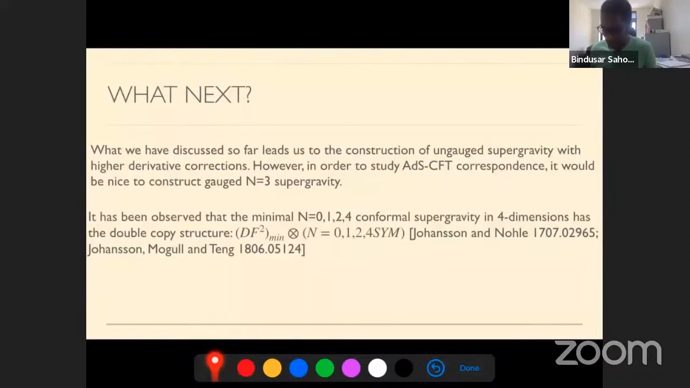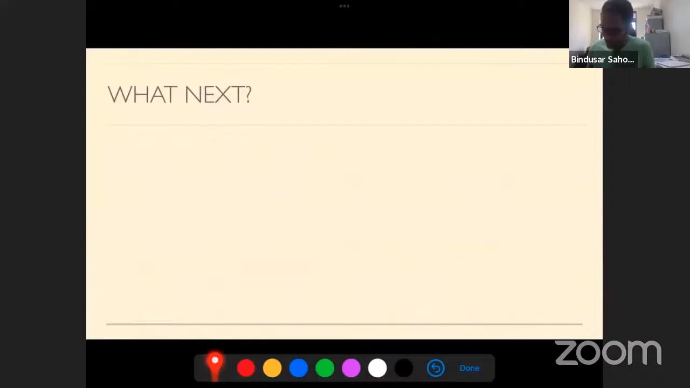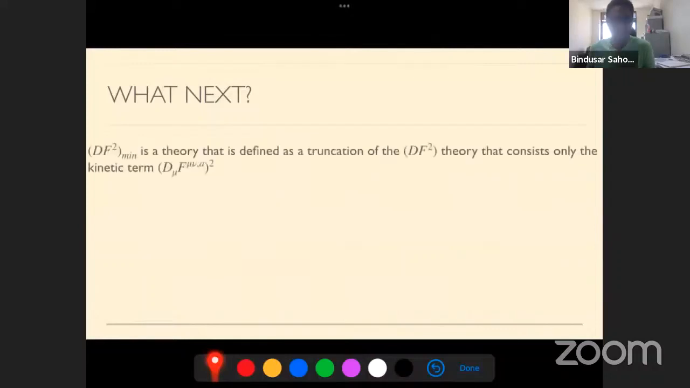So this DF square is a gauge theory that is purely made out of dimension 6 operators in d equal to 6 counting. This is the Lagrangian for DF square gauge theory, where you have some scalars in some representation of the gauge group. And this DF square min is basically just the kinetic term, nothing else. So if you have the DF square min in one of the gauge theories, then what you get is basically conformal supergravity, if you replace the other one, right.